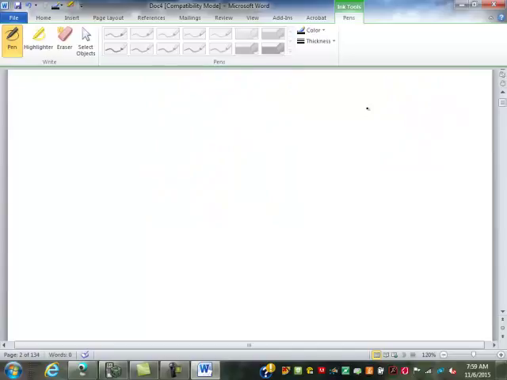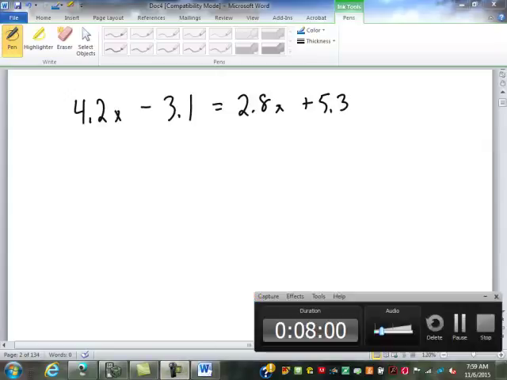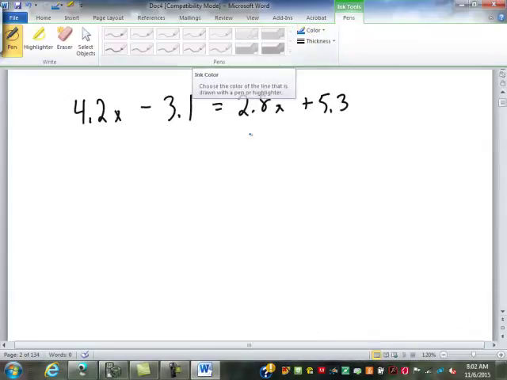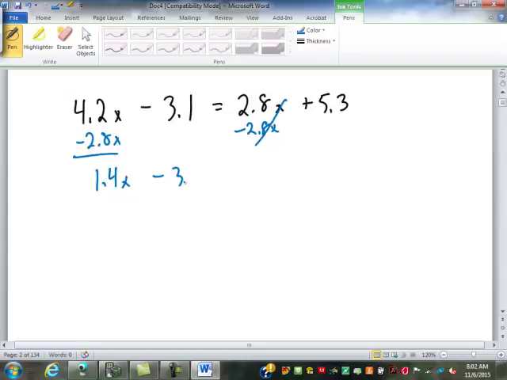So how about something like that? I'm going to give you a second. Try that one in your notes. So for this one, first step, got to get rid of one of the x's. So get rid of the smaller one, 2.8. So this is now 1.4x minus 3.1 equals 5.3.